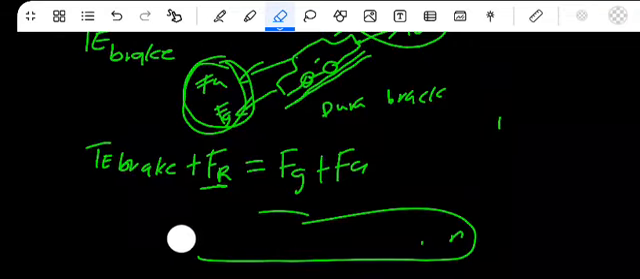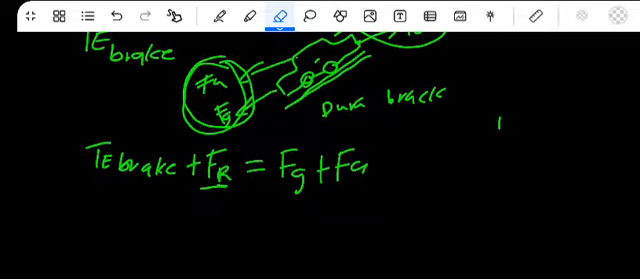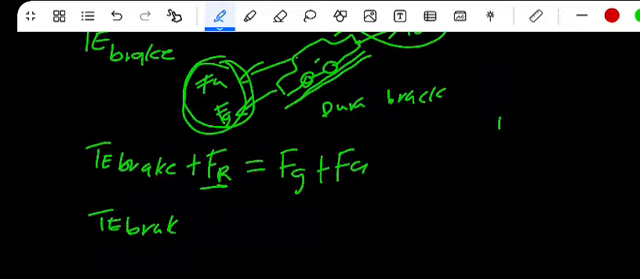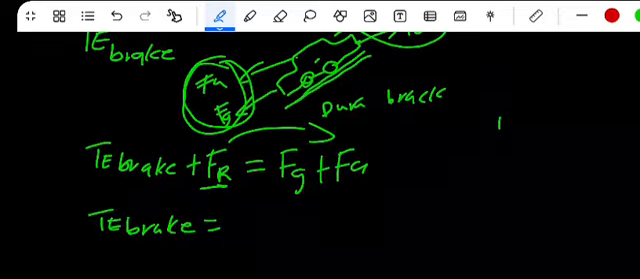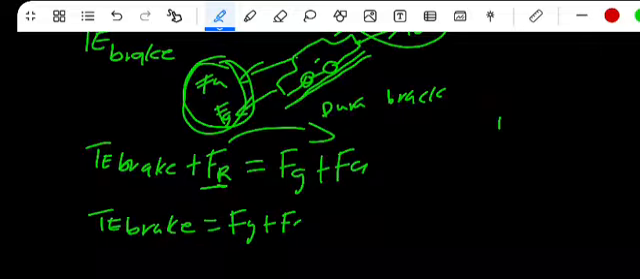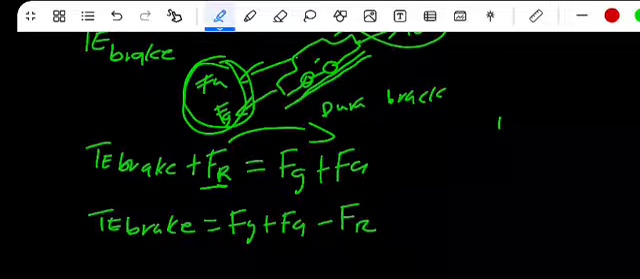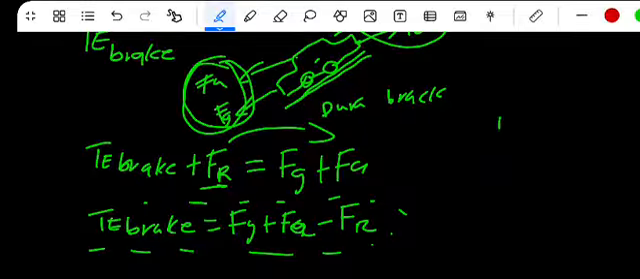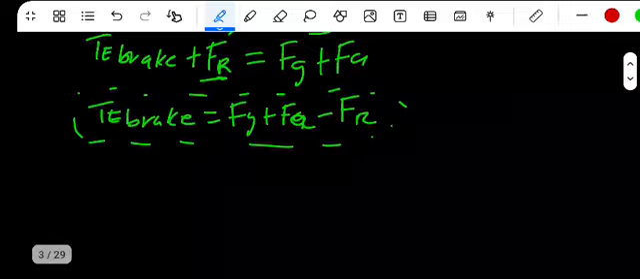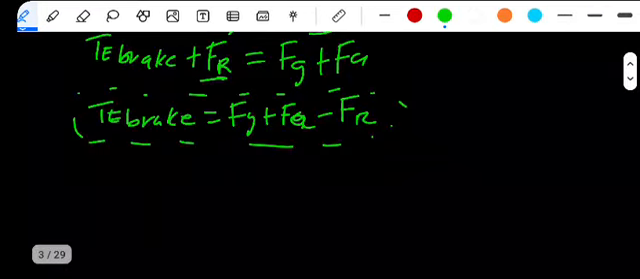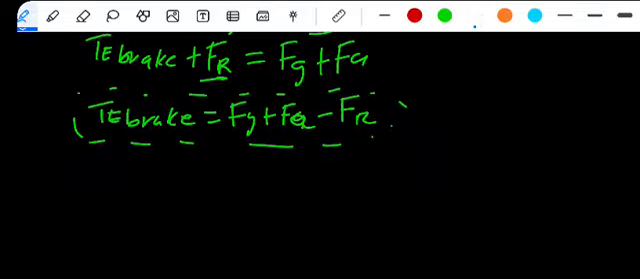All right, so we want TE. If you want TE, T break actually, let me just say T break. If you transpose that to the other side, you'll have FG plus FA minus FR. So there it is. This is the equation you're supposed to use. We know that is what we're supposed to use. So let us fill up what is needed.